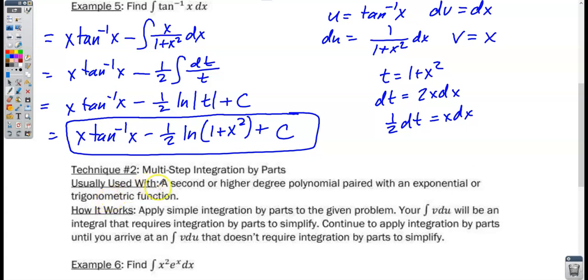This is a technique that's typically used when we have a second or higher degree polynomial that's paired with either an exponential or a trig function. Okay, here's how it works. We apply simple integration by parts like we did last time. But now, instead of our integral of v du becoming something that we can just integrate by antiderivatives, we're going to get another integral that requires integration by parts. And so we're going to keep applying integration by parts until we get to the point where we can just go ahead and use an antiderivative to find that integral at the tail end of the problem.